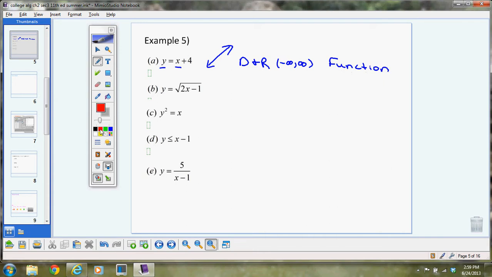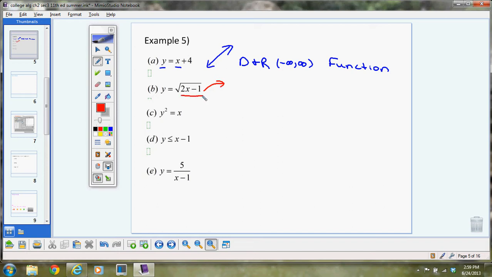Now on part B, when you have a square root, a square root graph will look something like that. It's half a parabola. Now what I want you to be able to do though is to tell me domain especially. Domain on this one, to solve it, you would do this.